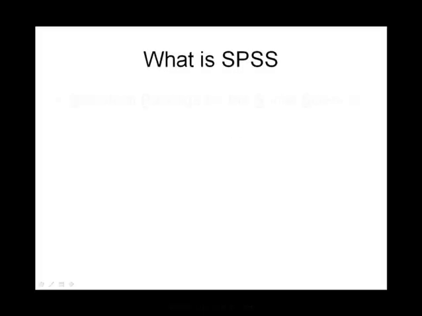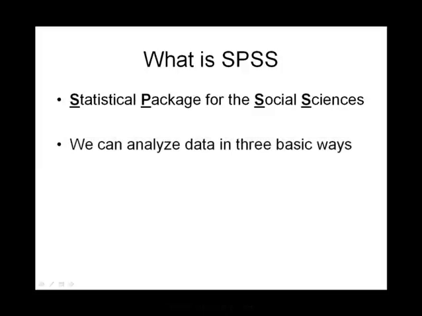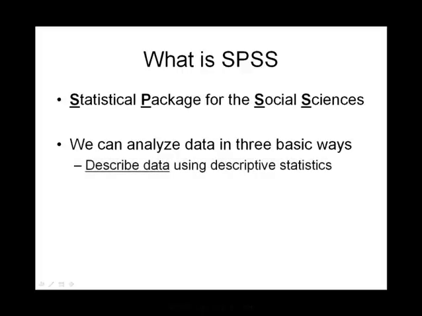SPSS, or the Statistical Package for the Social Sciences, is a statistical software program that can analyze your data in three basic ways. First, it allows you to describe your data using descriptive statistics. Examples of this include frequencies, mean, minimum, max, and standard deviation.